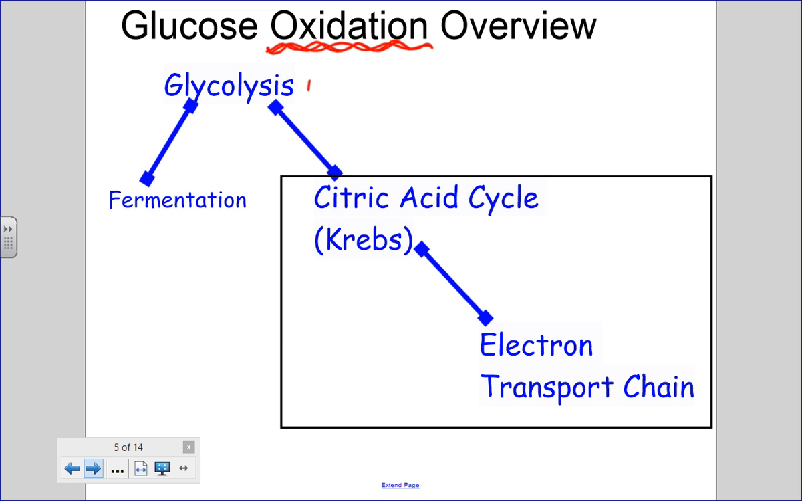Now, glycolysis is the first step, and I drew it outside of the box because the box represents a mitochondrion. So this is explaining that the first step of glucose oxidation does not have to happen in a mitochondrion. And neither does fermentation if that's the path that we're choosing. The other 2 parts of full cellular respiration happen inside of a mitochondrion.